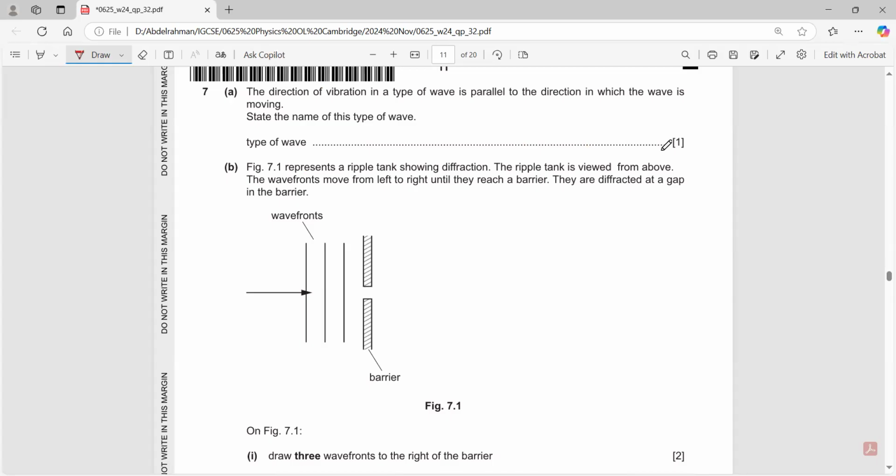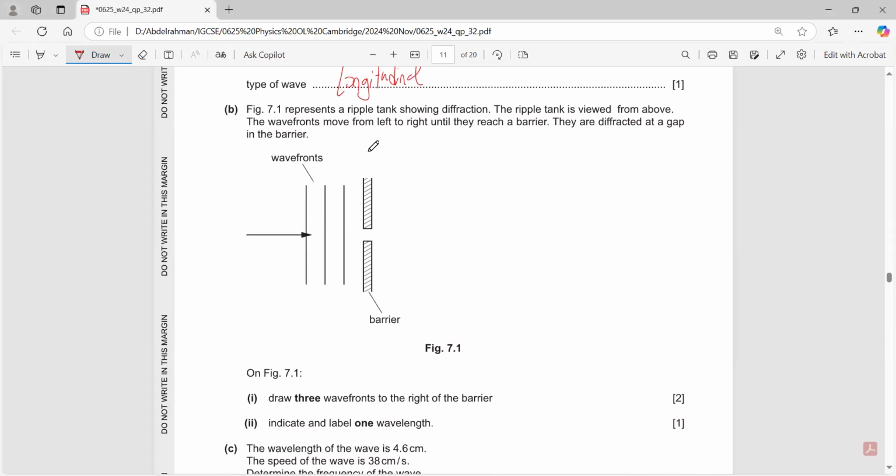The direction of vibration in a type of wave is parallel to the direction of travel. So the vibration is parallel. What is this wave called? If they are parallel, what do we call these waves? Do we call them longitudinal? Longitudinal.